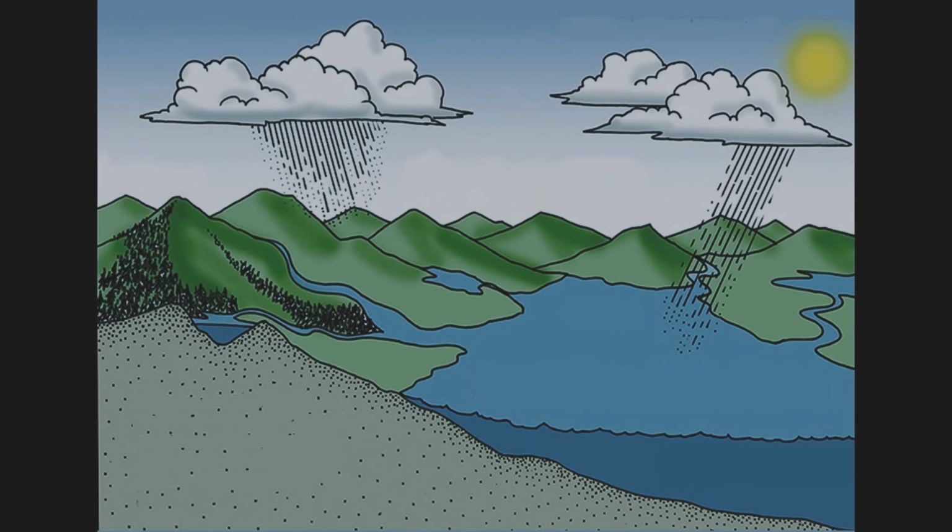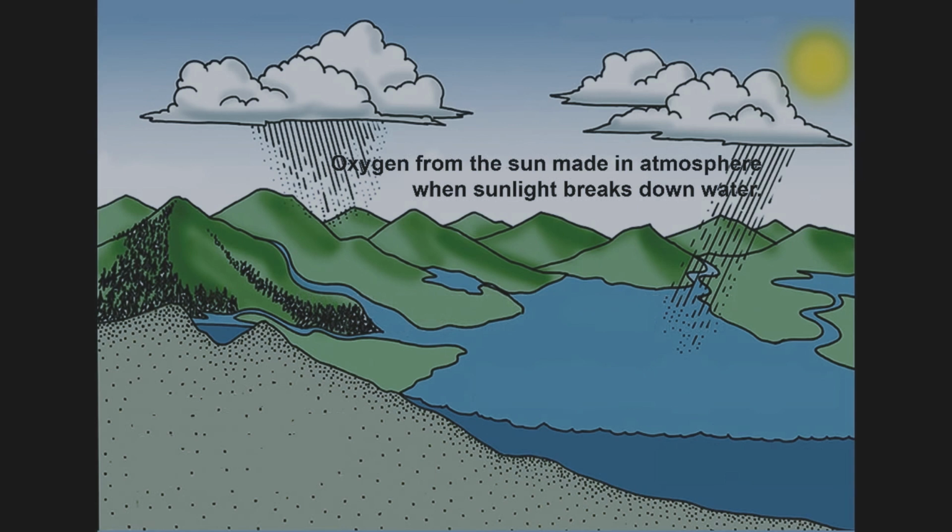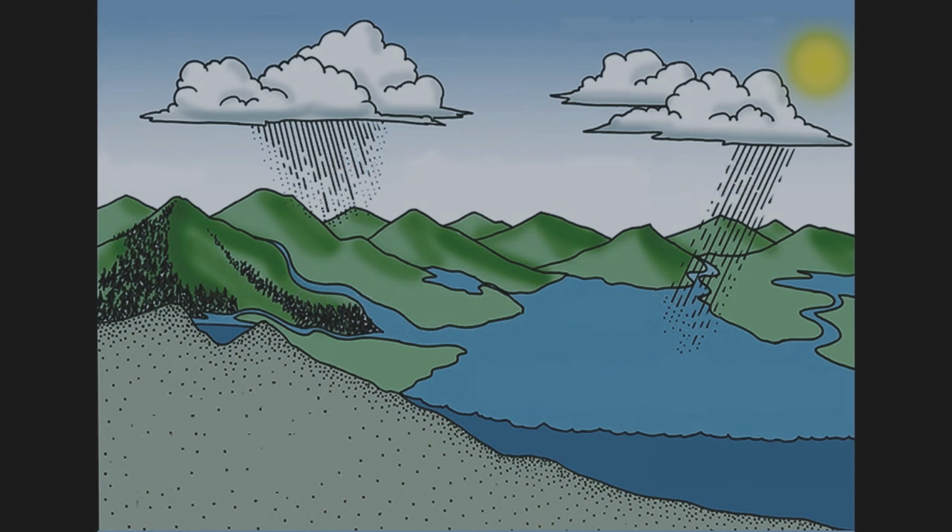Plants create oxygen. Phytoplankton create oxygen. Stored oxygen in the oxide minerals of the land. Oxygen used by animals, plants, bacteria, fire, decomposition and oxidation of metals. Oxygen made from photosynthesis by plants on land and phytoplankton on the ocean surface. Oxygen from the sun made in the atmosphere when sunlight breaks down water.